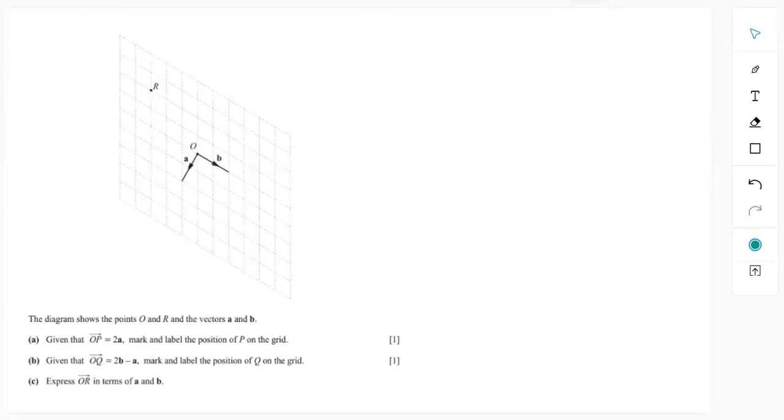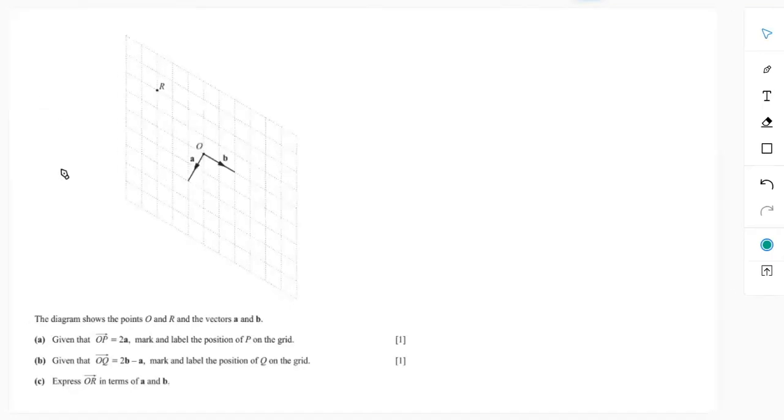Achha, let's think about this. It's sort of stretched the grid. It's not like horizontal and vertical like before. अब यहाँ पे इसने क्या कहा हुआ है? The diagram shows the points O and R and the vectors A and B. So you've got some vector A here, you've got some vector B here. Given that OP is equal to 2 times A, mark and label the position of P on the grid.